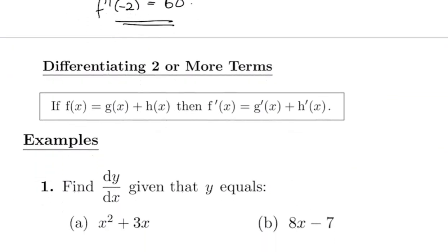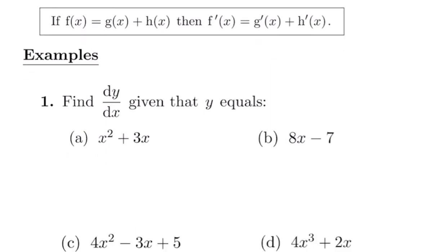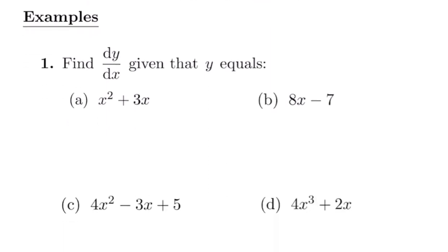Now, we can differentiate a function that's got more than one term. So if f of x is made up from terms, so g of x plus h of x, then f dash of x is g dash of x plus h dash of x. That's just saying that if a function is made up from multiple terms, as long as each of those terms is in the form ax to the power n or kx to the power n, we can differentiate it. So it says find dy dx. There's the clue that we are differentiating, given that y equals each of these expressions.